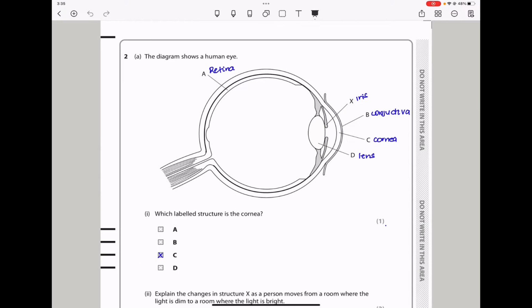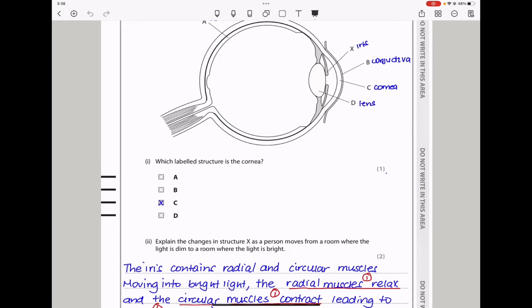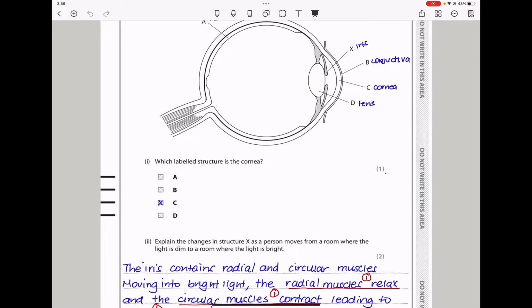Question 2, the diagram shows the human eye. So here they've labeled part A, B, C, D, and X. This is the retina. This is going to be the iris. The pupil is that space there. This is the lens. This is the cornea, and then the conjunctiva. So they say which labeled structure is the cornea. Of course, that is going to be the cornea.